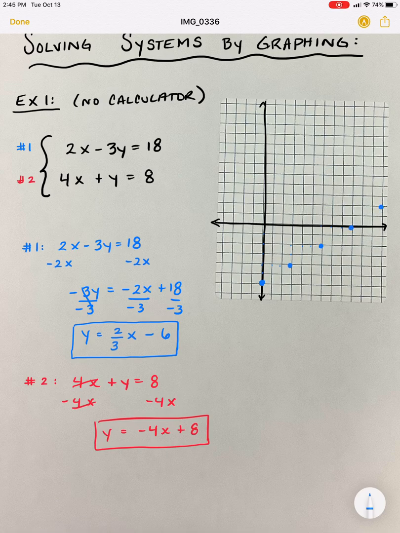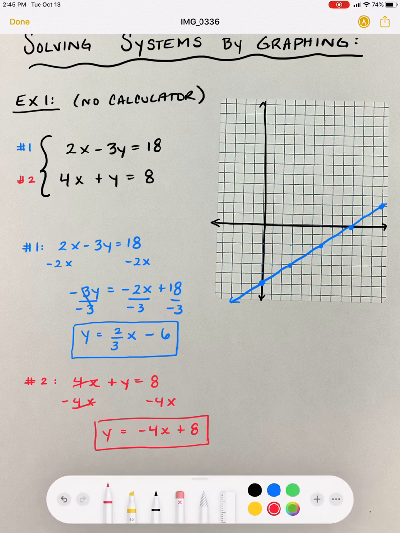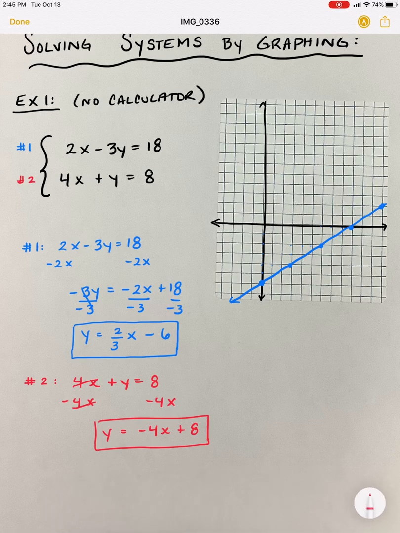And really, we want to get a lot of points because that's going to be the best way to ensure that our line is straight. If you don't have a ruler, we want to graph as many points as possible to make our solution as accurate and as easy to see as possible. So now we're going to graph our second line, which is y equals negative 4x plus 8. We got a y-intercept of positive 8, and from here we're going to move a slope of down 4 and to the right 1. Down 4 and to the right 1.